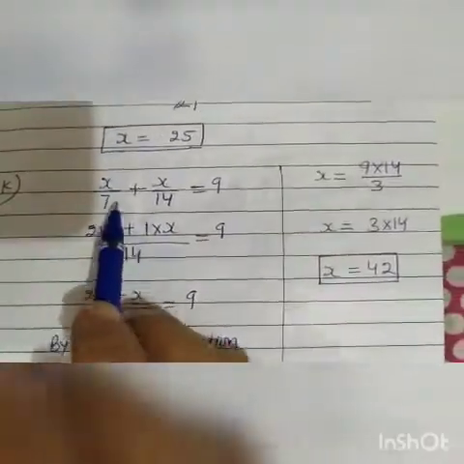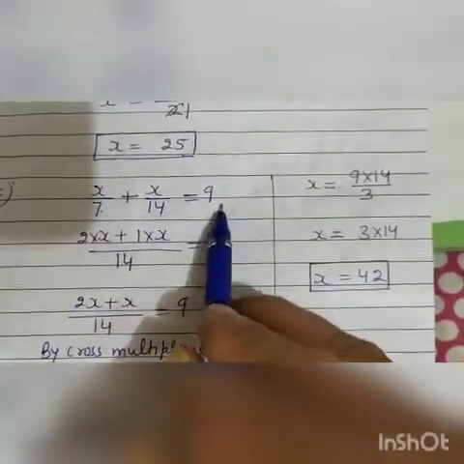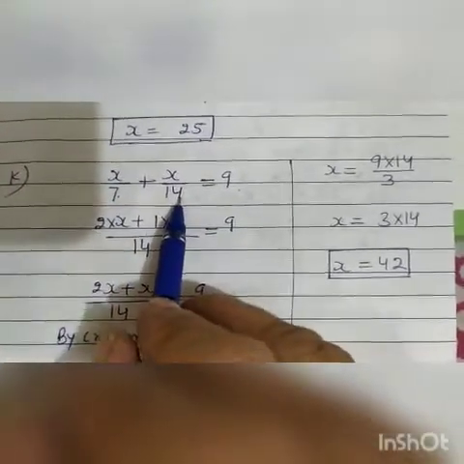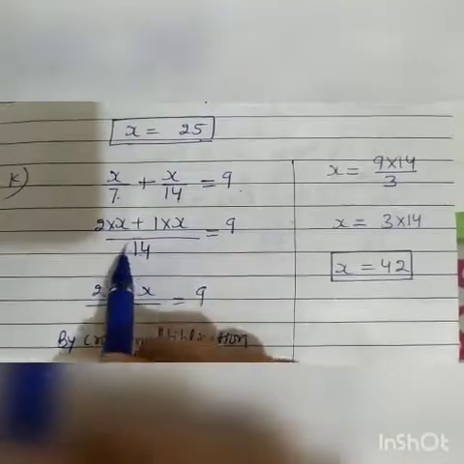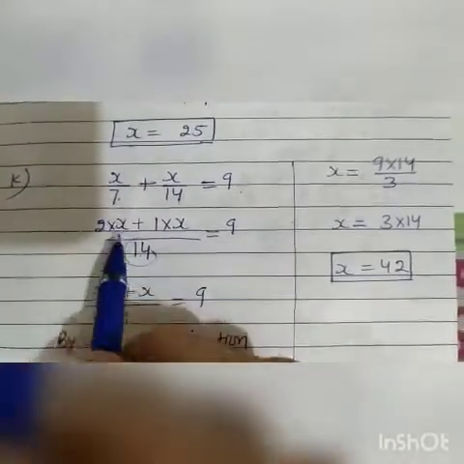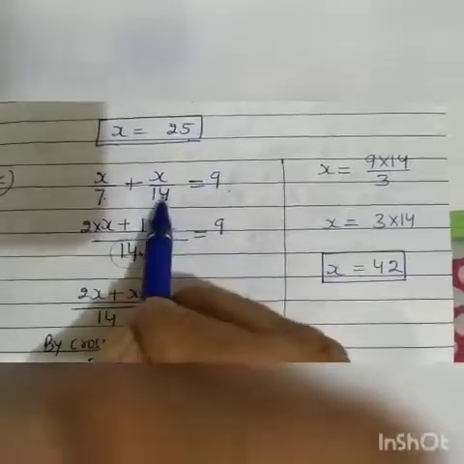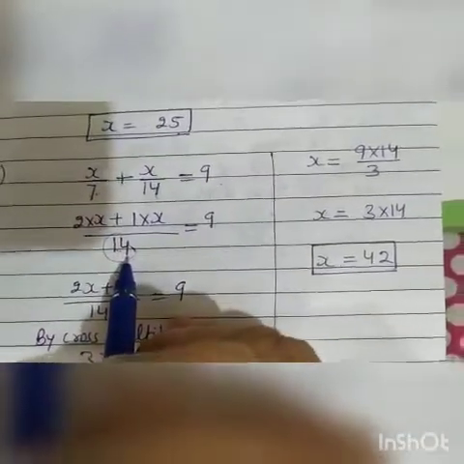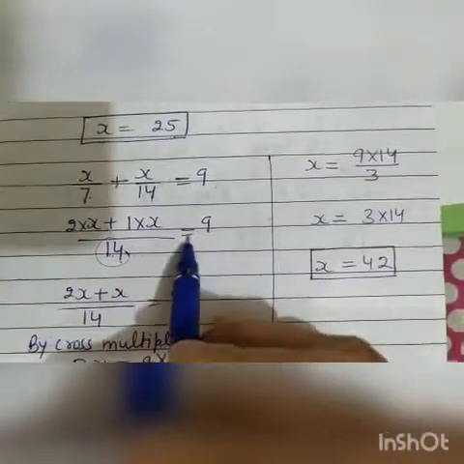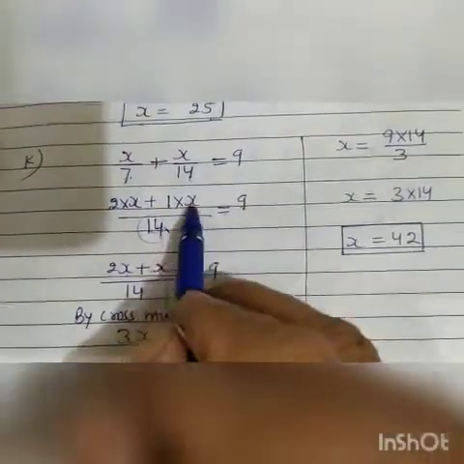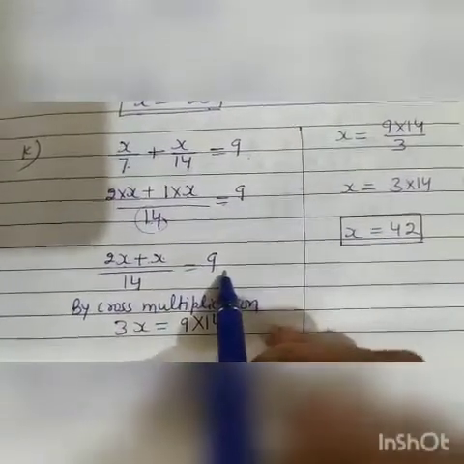Next part, K. X upon 7 plus x upon 14 is equal 9. Here we will take LCM of 7 and 14. It will be 14. Divide this 14 by this 7. 7 2 is 14. Then 2 multiply by x. Plus 14 1 is 14. 1 multiply this x is equal 9. 2 multiply x 2x plus 1x upon 14 is equal 9.